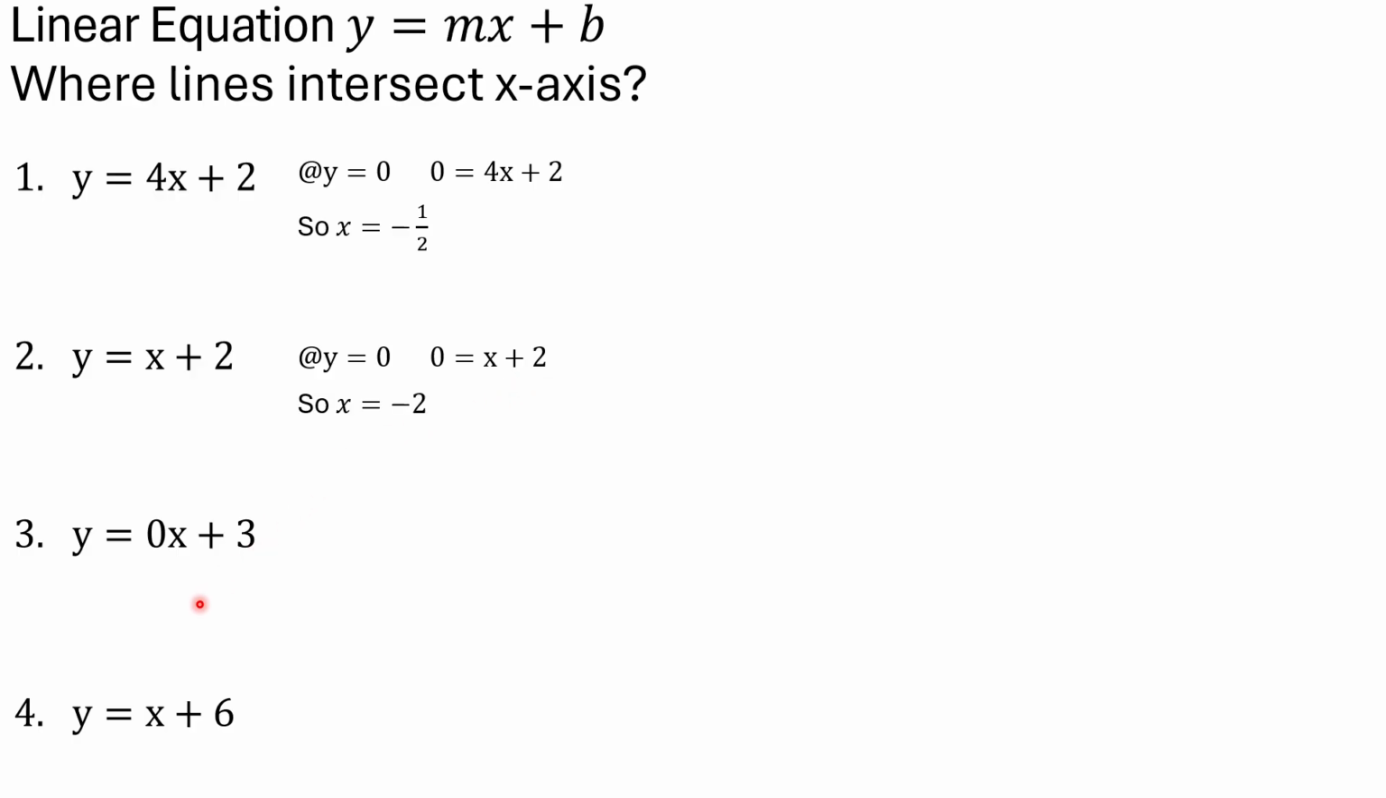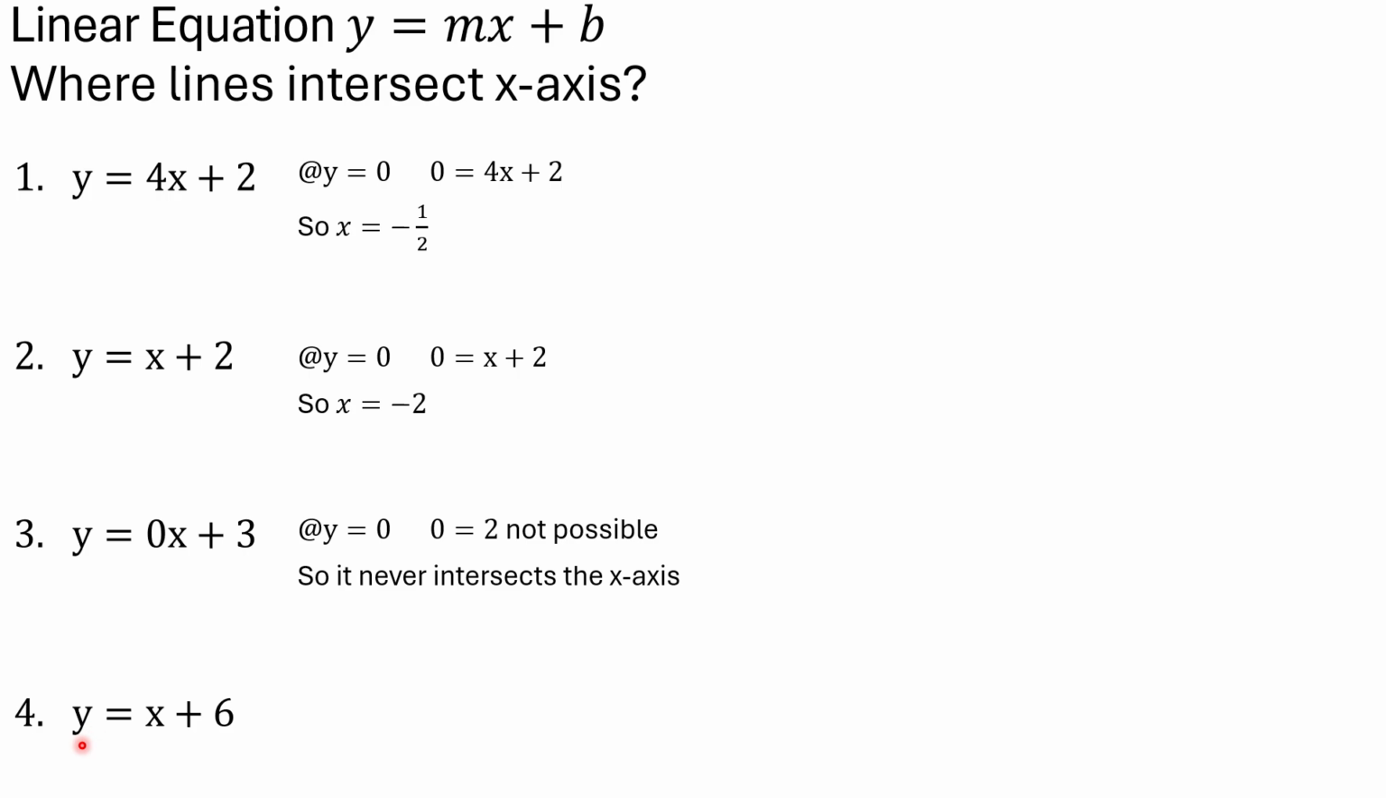This one's an interesting one. Remember, the slope is equal to 0. That means we have a horizontal line at y equals 3. And if I try to solve for y equals 0, then I get 0 equals 3. Obviously, that's not true, so this is not possible. What does that mean? This means that the line never intersects the x-axis. And we'll show the graph and we'll see that that's true.